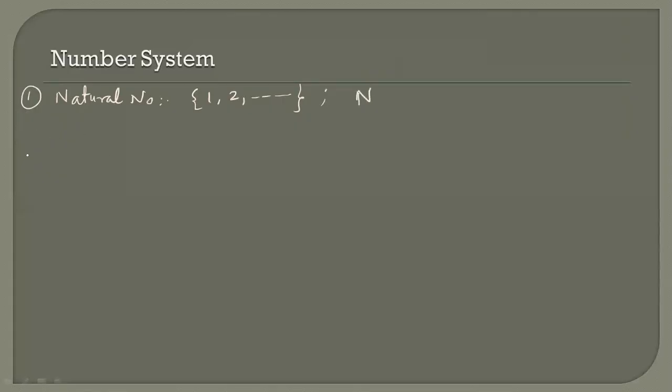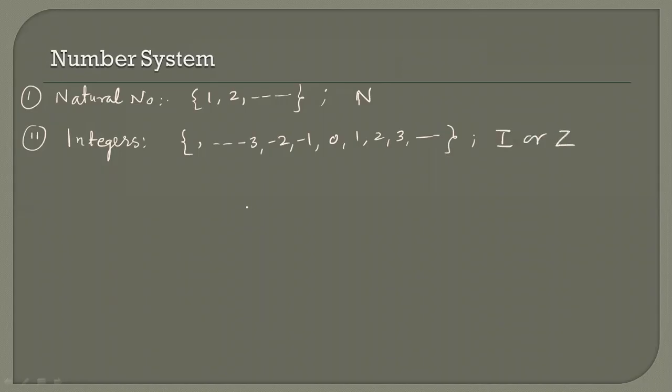Second is integers. The set of numbers -3, -2, -1, 0, 1, 2, 3 is called integers. Representation is I or Z. Third, some people represent extended natural number like this. It means infinity is not included here.